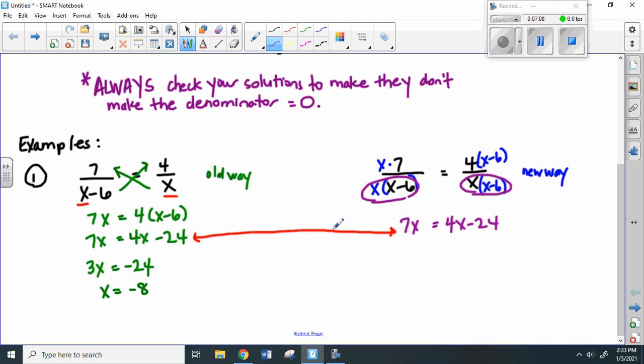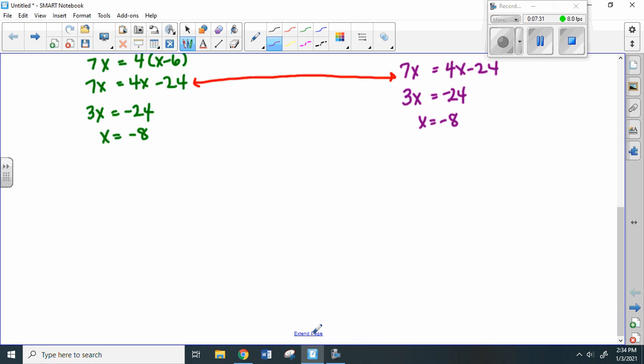And so the answer would still be x equals negative 8, right? Because you would still subtract 4x from both sides and divide both sides by 3. All right, so in that one, it doesn't seem ideal to use the new way versus the old way, but later I can tell you that it will, okay? All right, so let's do another example, both ways. All right, so number 2.